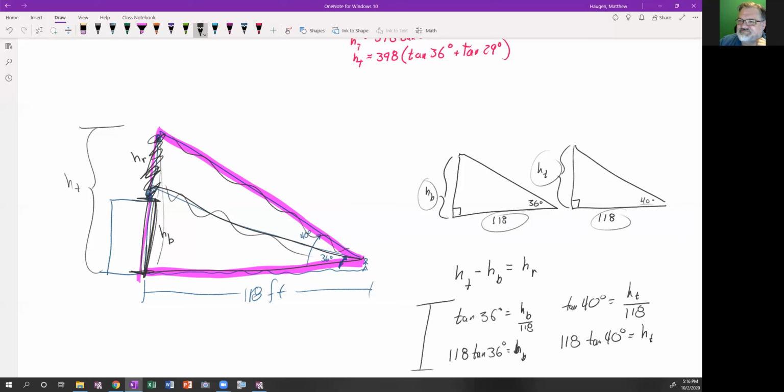Take that height to the top, subtract the height from the bottom. And I'm going to factor out the 118 while I do it. So 118 times the tangent of 40 degrees minus the tangent of 36 degrees. So that would be an exact value. If you want a decimal approximation, find a decimal approximation. Just make sure you're in degree mode, not radian mode.